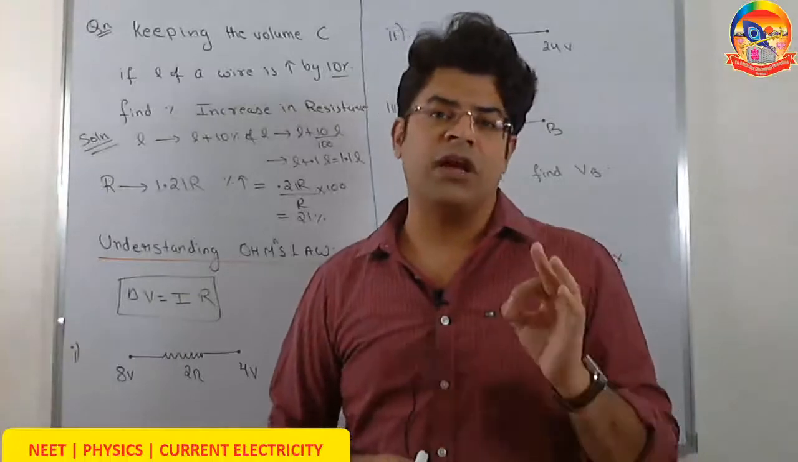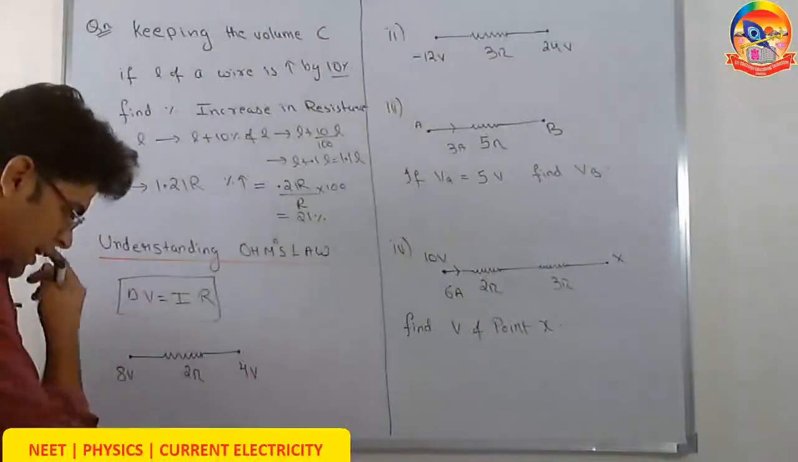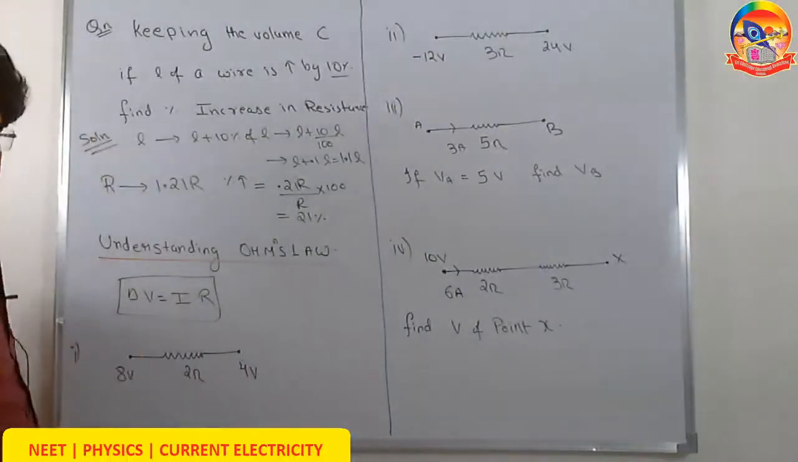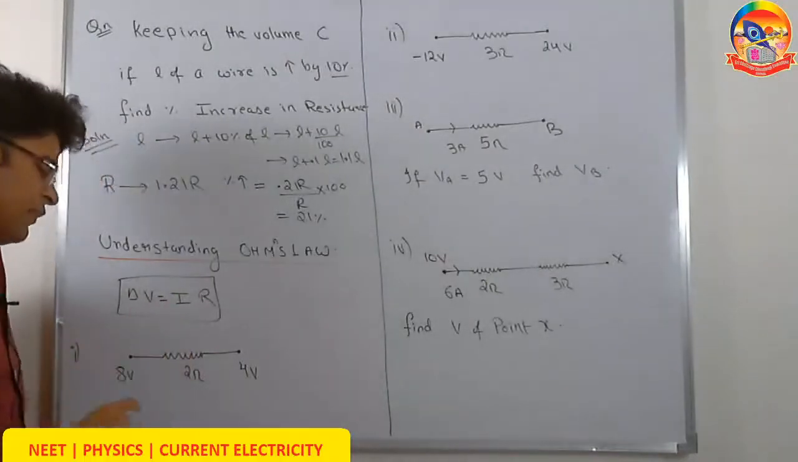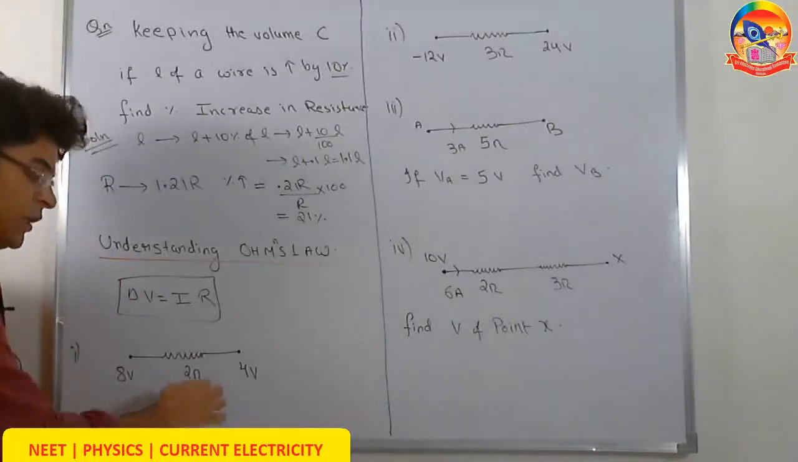In a resistor, current flows from higher potential to lower potential. Now let's say here we have a resistor of 2 ohm. On the left hand side, potential is 8 volt. On the right hand side, potential is 4 volt. So the potential difference across this resistor is 4 volt. Potential difference 8 minus 4, 4 volt.